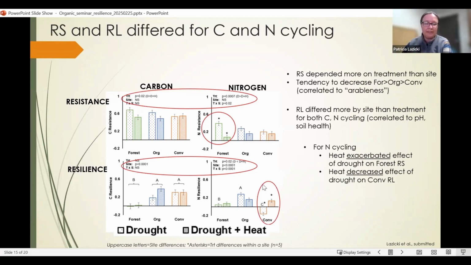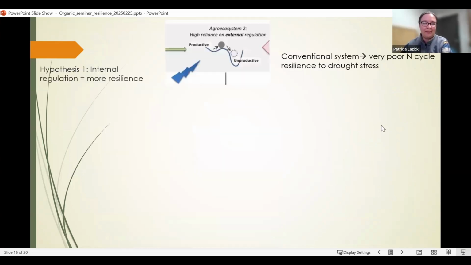If you look at conventional nitrogen cycling resilience, so how it recovered, this negative value really means that in the drought-stressed conventional system, it actually looked worse after the recovery period than it did at maximum stress. So it did not recover at all. Heat decreased that effect. And I'll talk a little bit about that later.